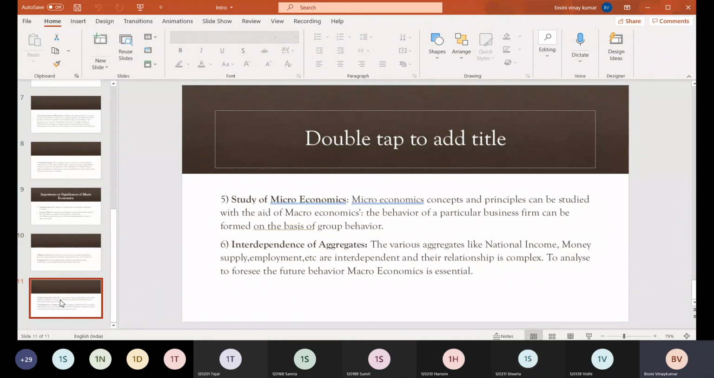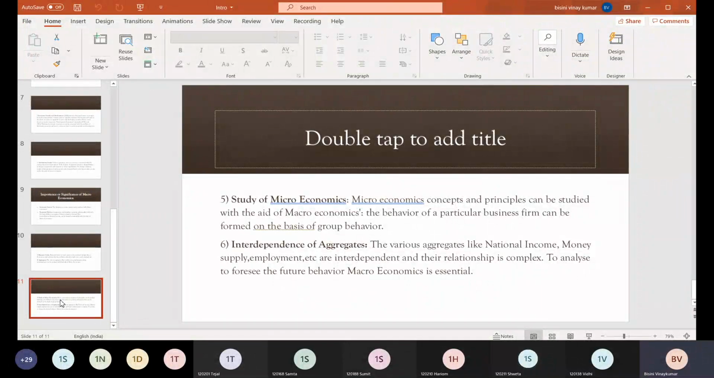Now let us go to the last slide, the study of microeconomics. Microeconomic concepts and principles can be studied with the aid of macroeconomics. The behavior of a particular business firm can be formed on the basis of group behavior. Micro and macro are interrelated. The concepts and principles studied under microeconomics from the individual point of view are studied from the aggregate point of view in macroeconomics. The behavior of the things is the same, but one studies from the individual point of view and the other from the aggregate point of view.